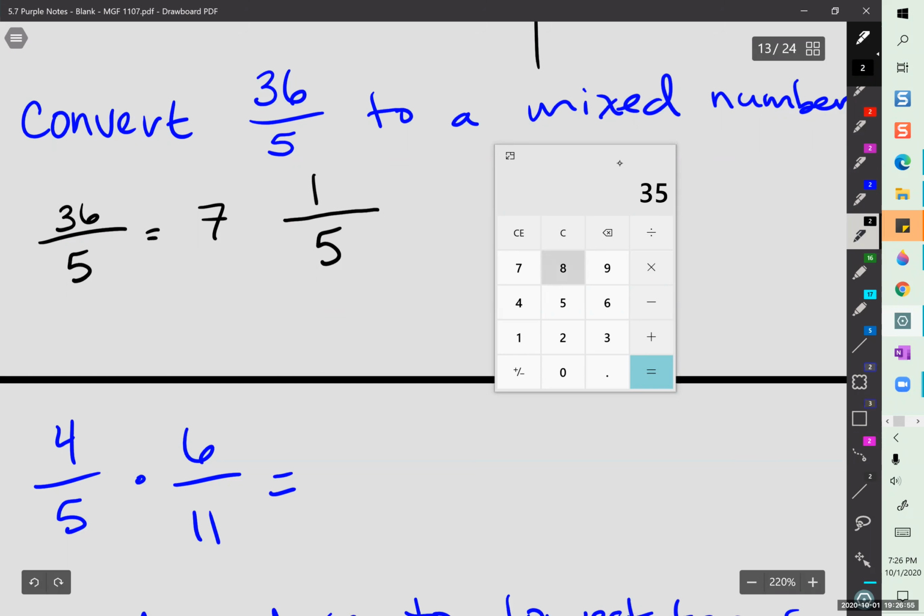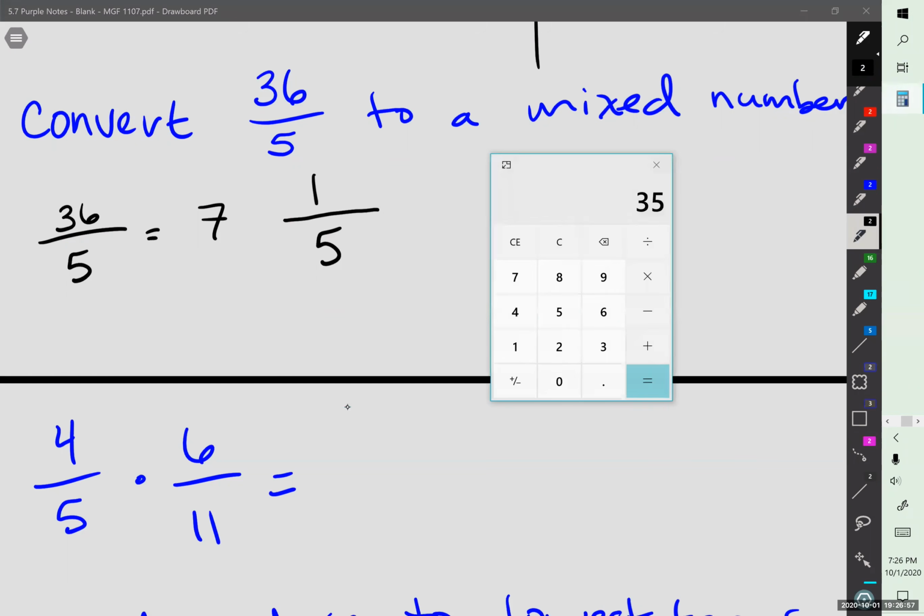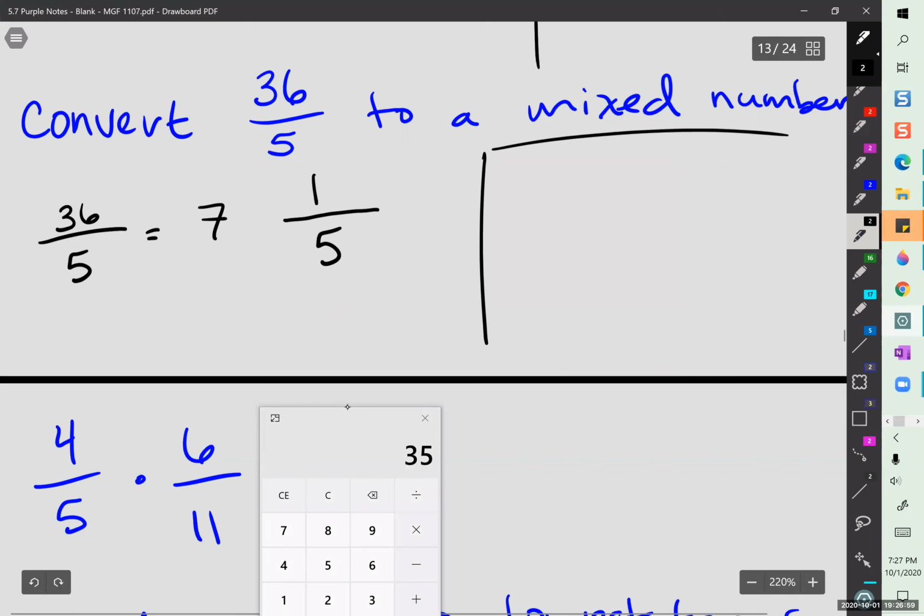So exactly right, Tiffany and Kimberly, well done. For practice, why don't we convert this into a mixed number?